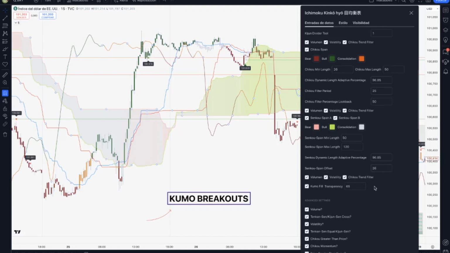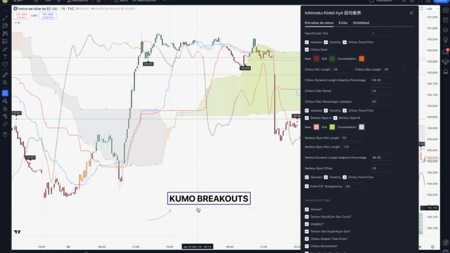And finally, we have the Kumo, which is the cloud. This is the space between Senkou span A and Senkou span B. It acts as a support. This is the cloud we can see here, between the lighter green and the lighter red lines. That's our cloud, that's the Kumo. That's the foundation of our strategy using the Ichimoku indicator. As I told you before, it's a powerful tool. It has a lot to cover, a lot to understand. But again, it's very powerful if we know how to use it.